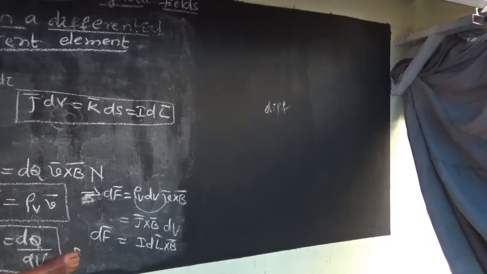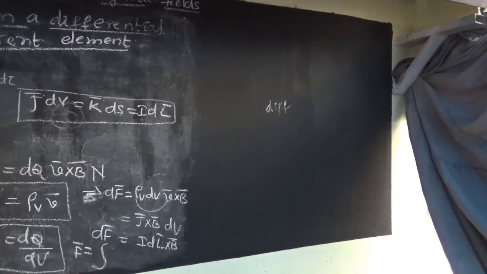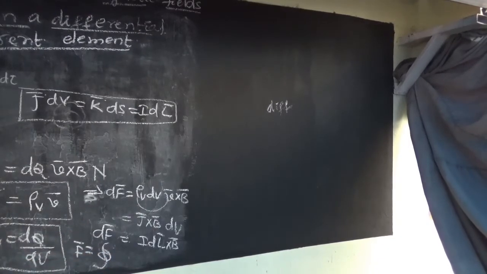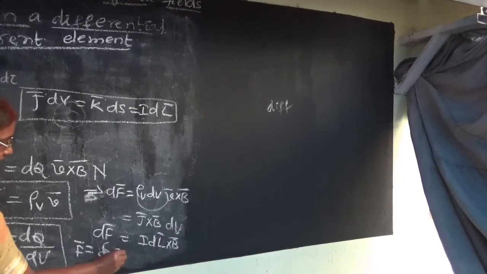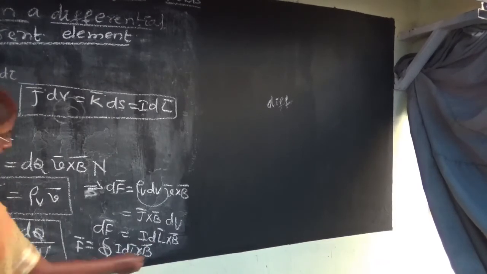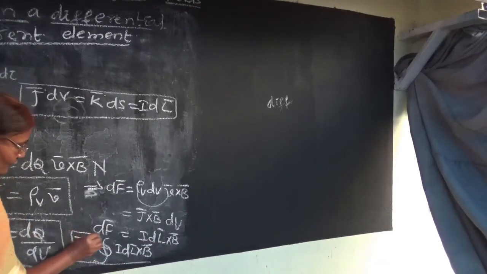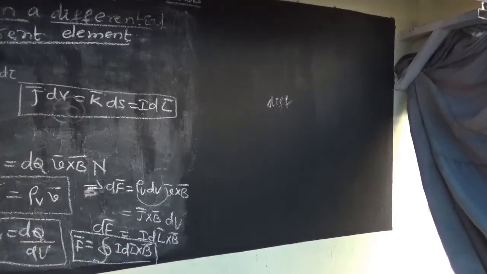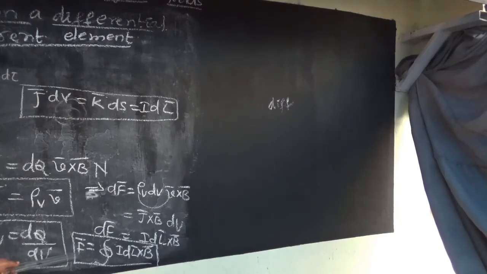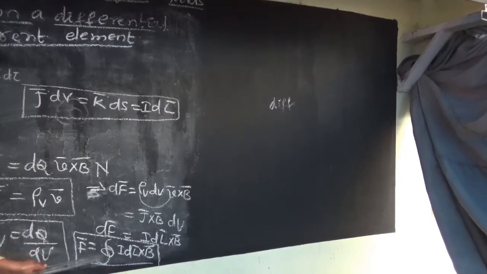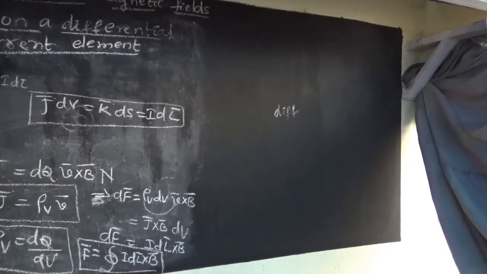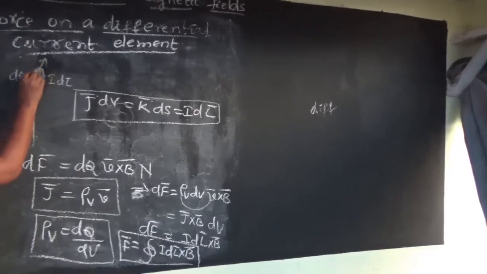So what is F bar then? F bar is nothing but the integral. We are considering a line. If the current has to flow, the line should be closed. So the closed line integral of I dl bar cross B bar will be the force on a differential current element. So this is the force on a differential current element: F bar is equal to the integral of I dl bar cross B bar. This is the force on a differential current element, and this is the differential current element.